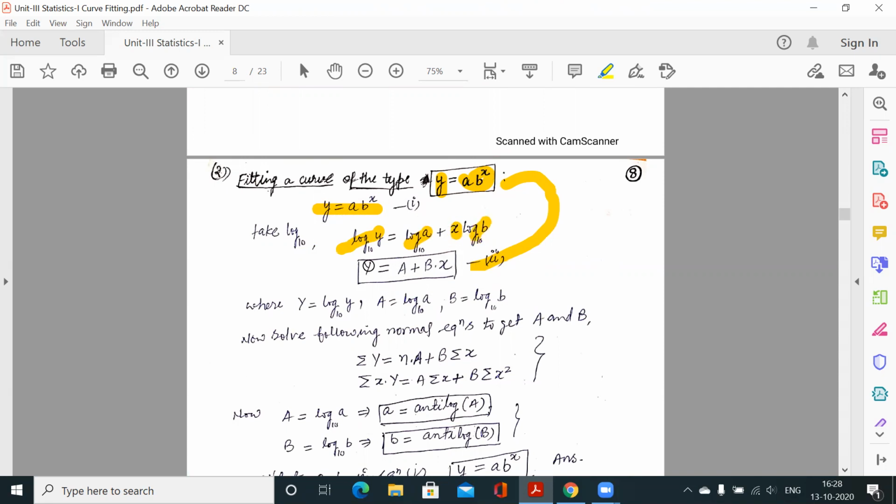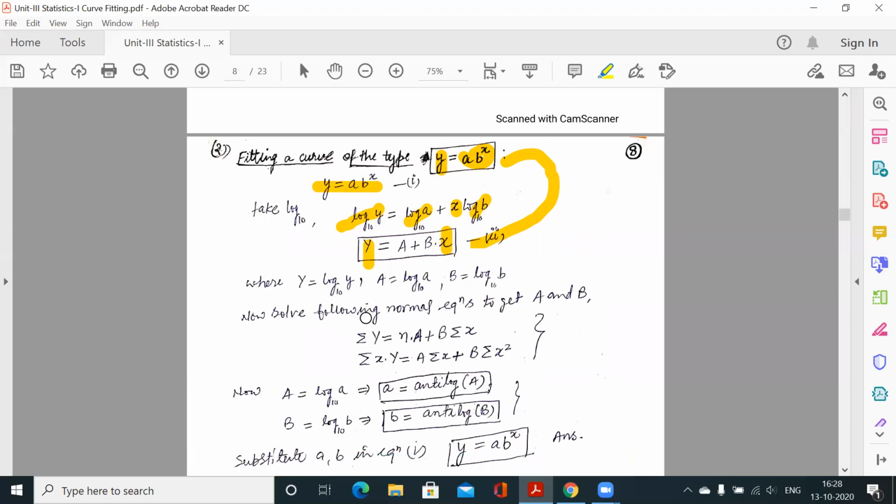Now log y is equal to capital Y. Log small a is equal to capital A. And the coefficient of x is log b, so log b is capital B. So this is capital B into x. Again, we have a straight line where capital Y is dependent and small x is independent. There is no change in the small x. Only the small y has been changed into capital Y. So this is our straight line.